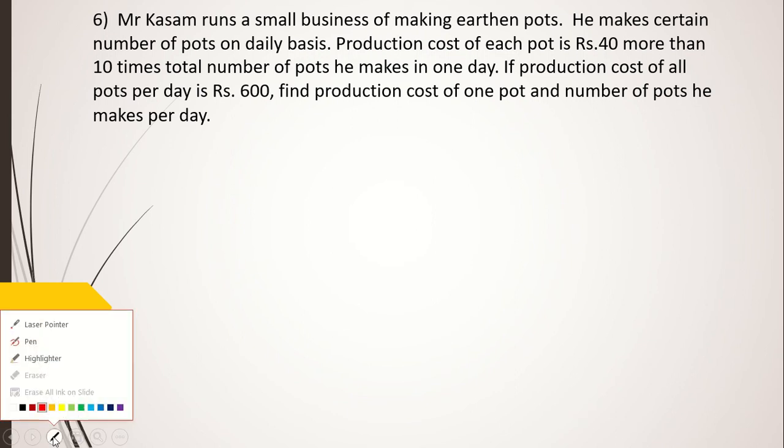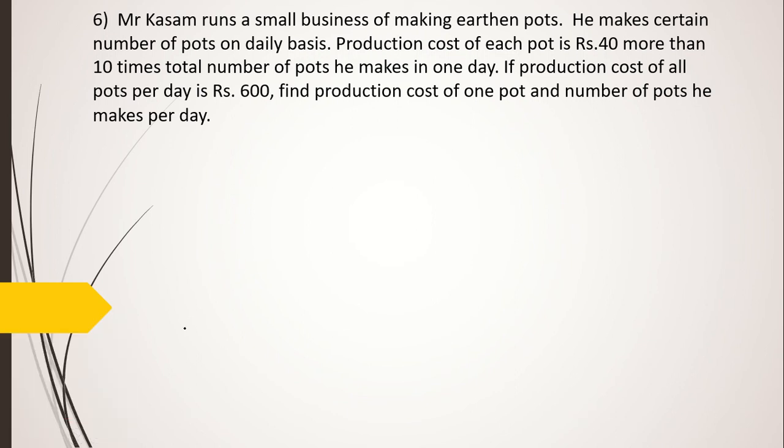Okay, so once we have read the question, now break it into parts and see what all is given. Mr. Kasam, he is having some business of making pots. He makes certain number of pots every day. So how many, that we don't know, certain number. So let's assume x. Assume he makes x pots every day. So number of pots is x.